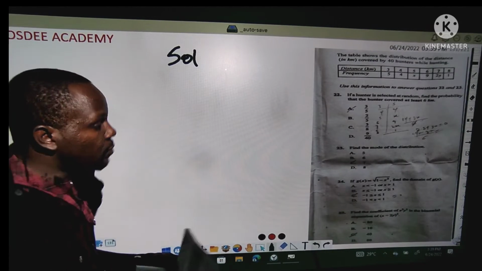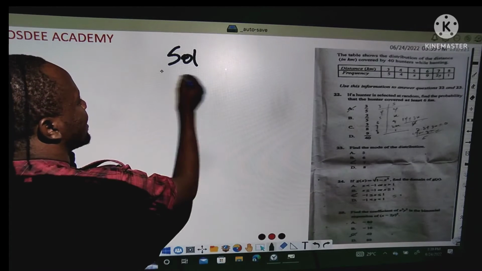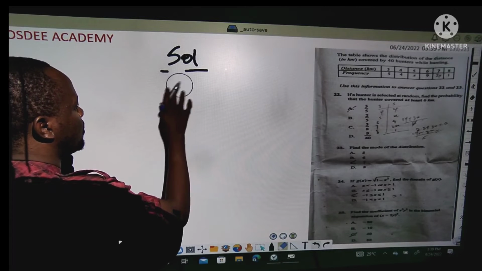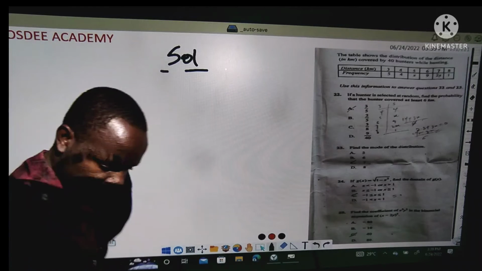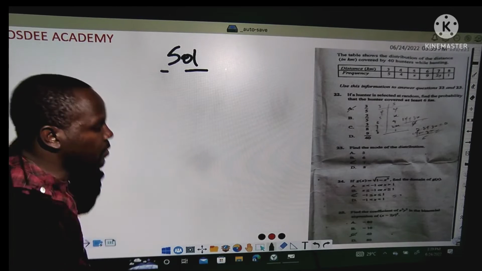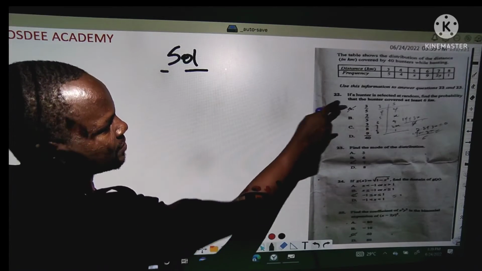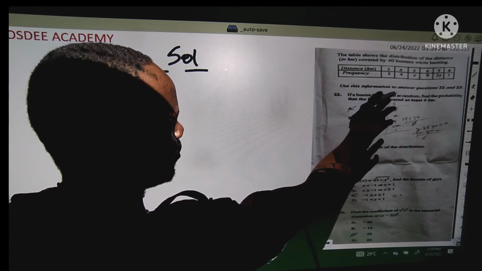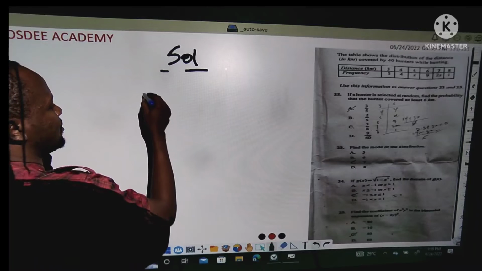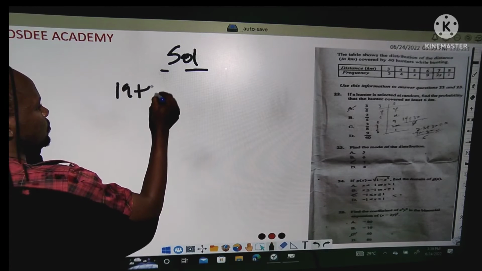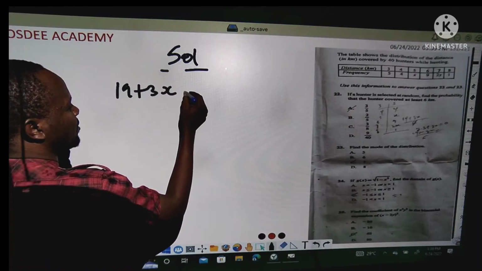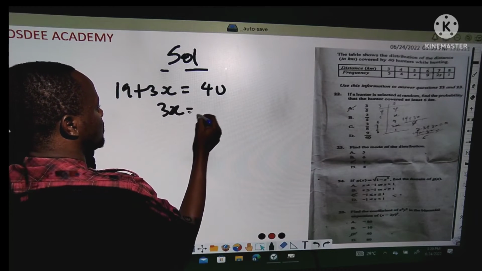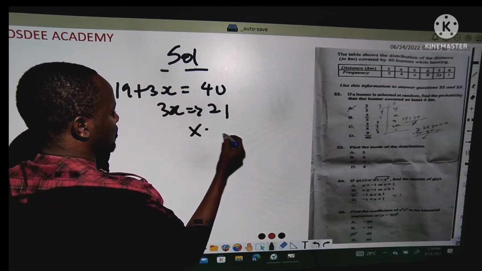Now the solution should be, we have at least 6, that is 6 and above. Let's get the value of x first. Time is not on my side at all. So I have to add everything. 9 plus 9 is 18. 18 plus 1 is 19. Yes, 19 plus 3x. 2x plus x is 3x, equals to how many are they? 40. So 3x is equal to 21. x is 7.